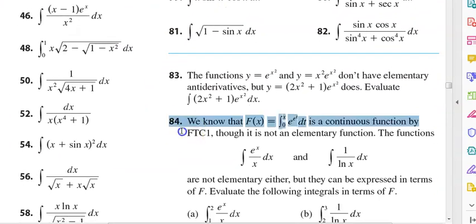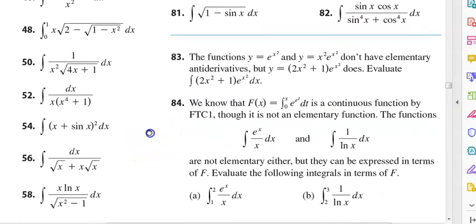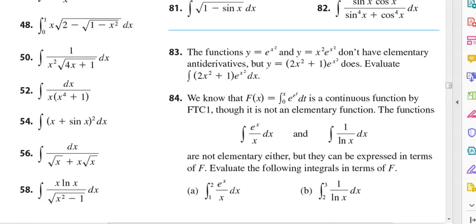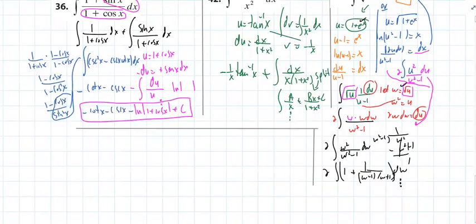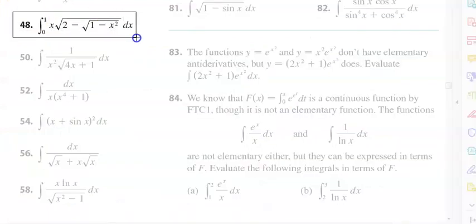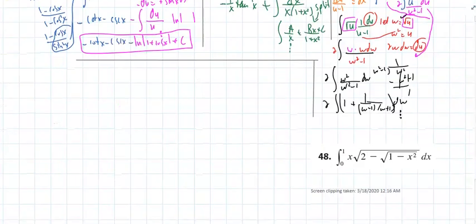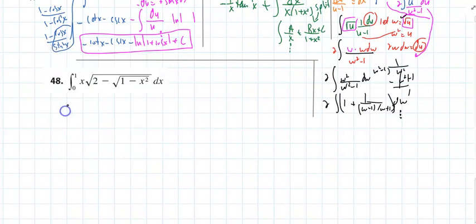I want to look at 48. Oops, 54 here. So 48, how does that look? First order of business, I'm going to let u equal 1 minus x squared. So, if I take a derivative of this, du is negative 2x dx. That's good news because I have this right here. I'm off by a constant. That's an easy fix. This becomes the integral.